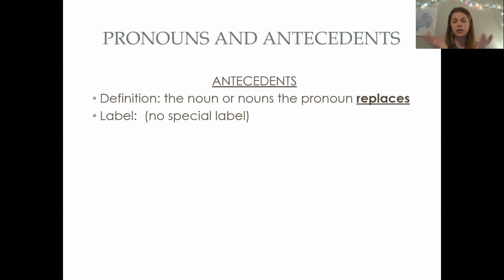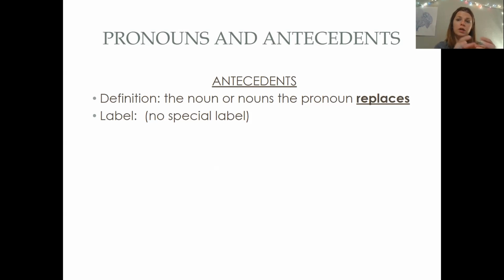This is just an idea. You're not going to label it. You don't need to identify it necessarily. You just need to understand that it's there. This is going to make a lot more sense, and it's going to have a bigger impact later on when you're writing, because it is really important for an author, a writer, to make sure that they've given an antecedent.